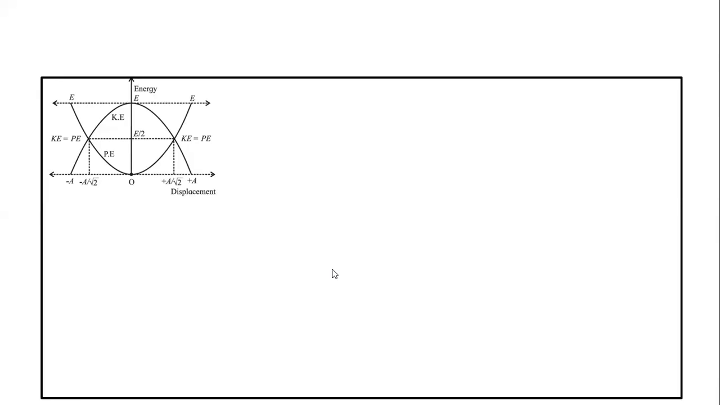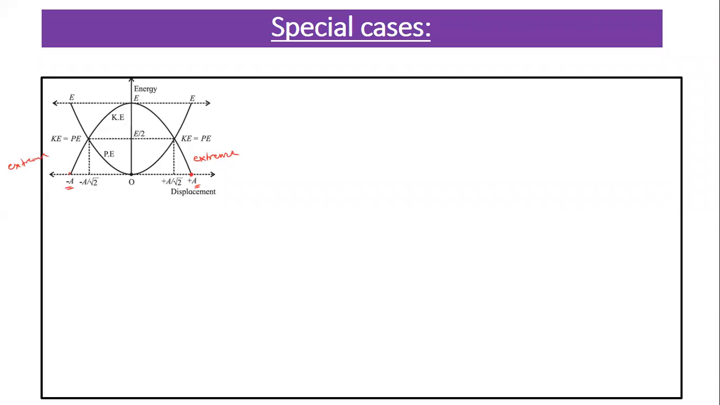The graph of kinetic energy, potential energy and total energy you can see in a diagram. So here, this is the extreme position. This is the positive extreme position. This is the negative extreme position, where the amplitude is minus A and here it is plus A. Now we can write some values here.